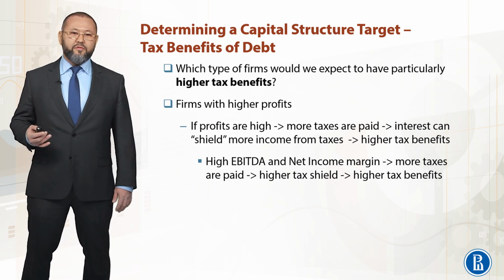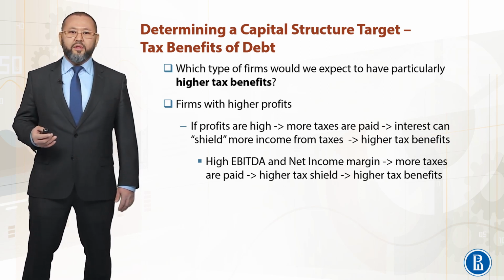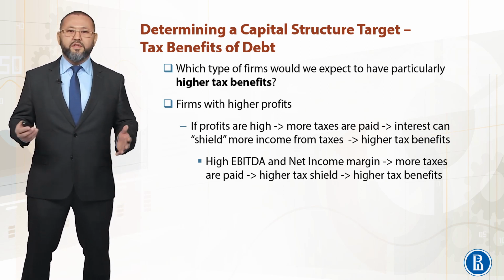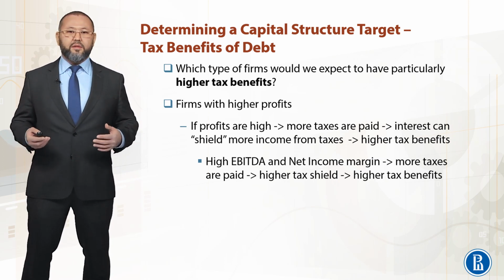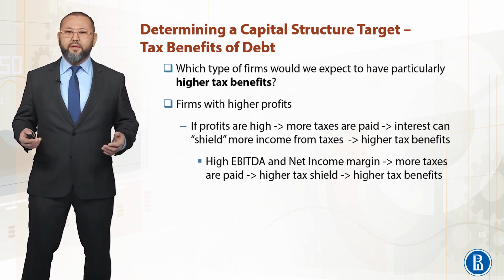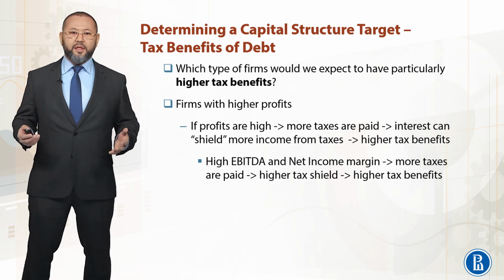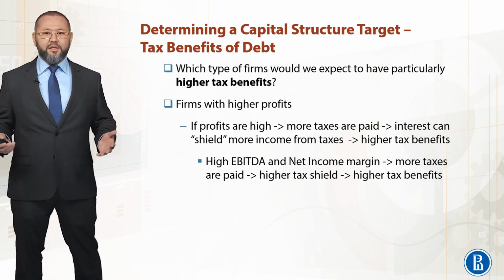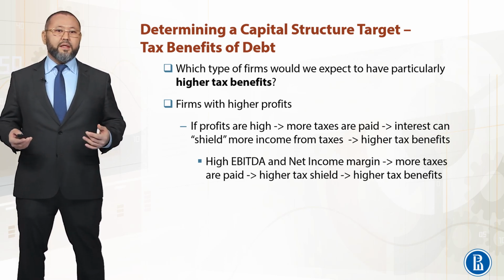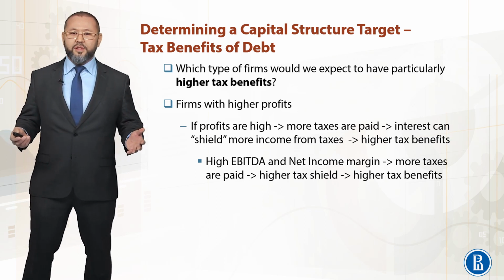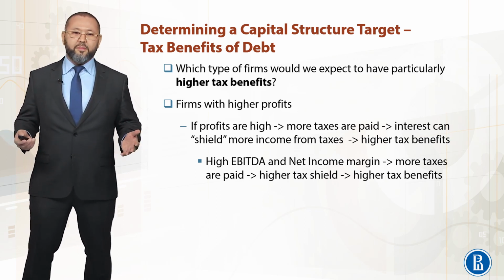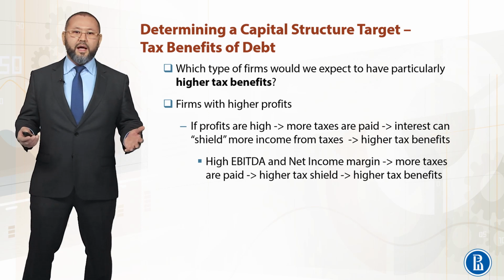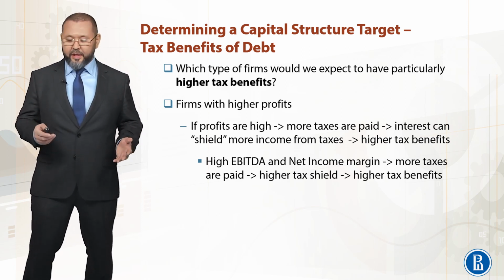The first type of firm is firms with higher profits. So if profits are high, that means that more taxes are paid. That means that interest can shield more income from taxes, and that gives us higher tax benefits. With our company, it has high EBITDA and EBIT margins, therefore more taxes are paid, and that gives us a higher tax shield and higher tax benefit.